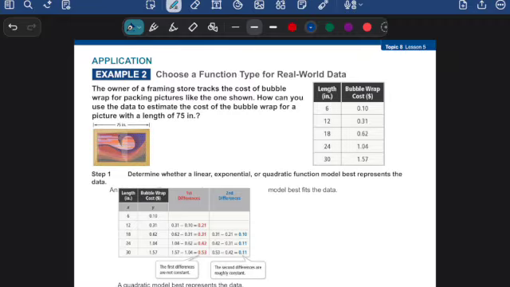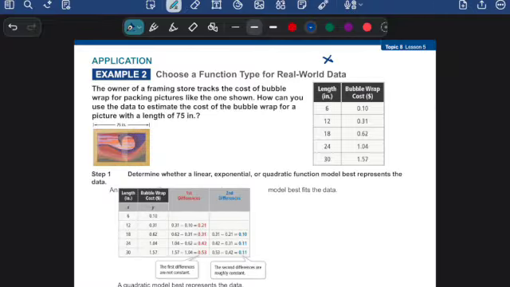The owner of a framing store tracks the cost of bubble wrap for packing pictures like the one shown. How can you use the data to estimate the cost of the bubble wrap for a picture with a length of 75? So here's the data we have. For 6 inches of bubble wrap, it costs 10 cents. For 12 inches of bubble wrap, it costs 31 cents. For 18, so let's check our change in X.